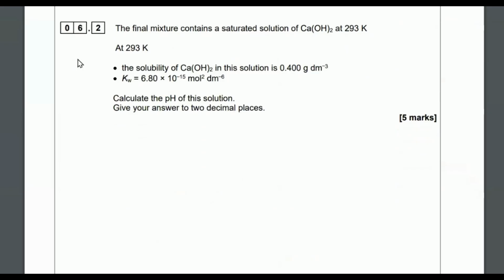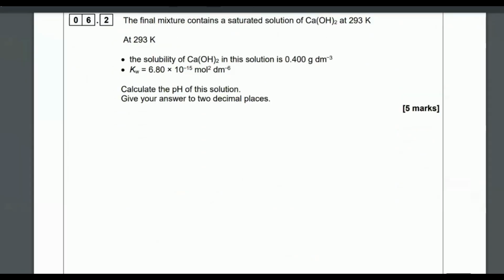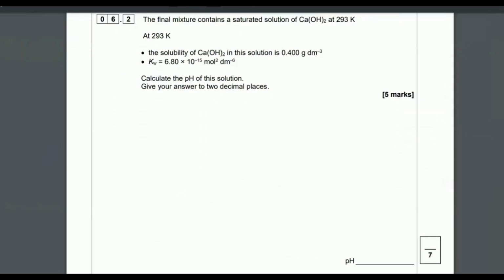So zinging down to the final part of this question, and it's a fat 5 marker. Lovely bubbly. So what we've got going on here, the final mixture contains a saturated solution of calcium hydroxide at 293 K. So they're just telling us temperature is not a problem. The solubility of calcium hydroxide in this solution is 0.4 grams per decimeter. We can change that into moles per decimeter to get a concentration.